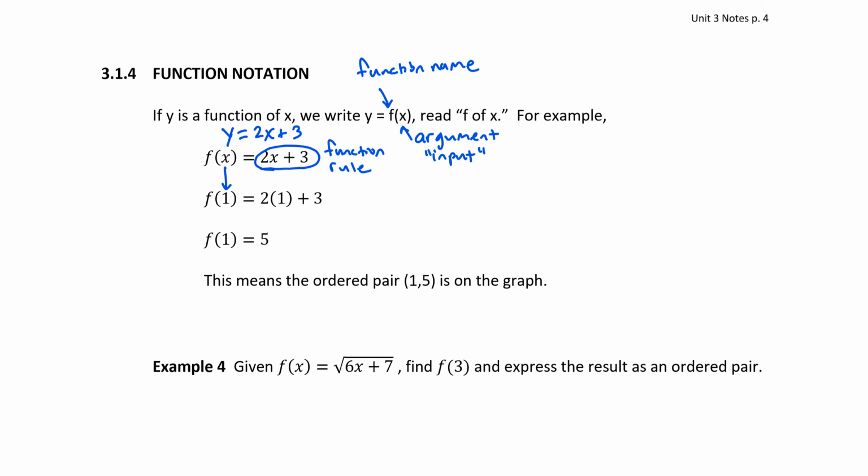For example, if I want to plug 1 in for x and evaluate f of 1, then I simply plug 1 in for x in the function rule and evaluate. So we determine f of 1 equals 5. So the input is the x value, and the output is the y value. The input is from the domain, the output is from the range. So f of 1 equals 5 is the same thing as the ordered pair 1, 5. So function notation is beneficial and pretty easy to use.